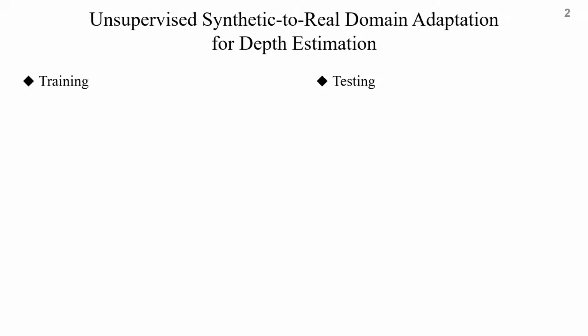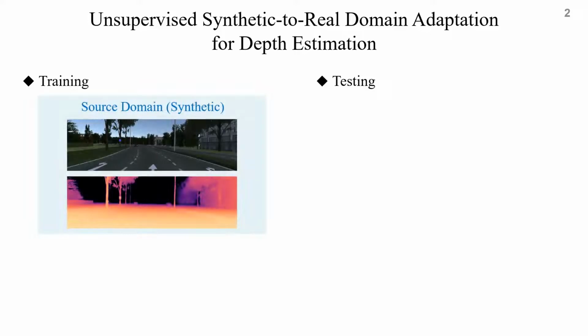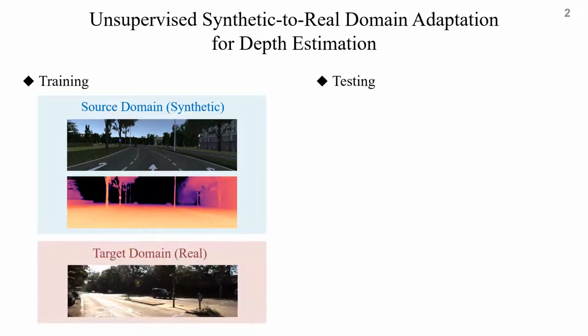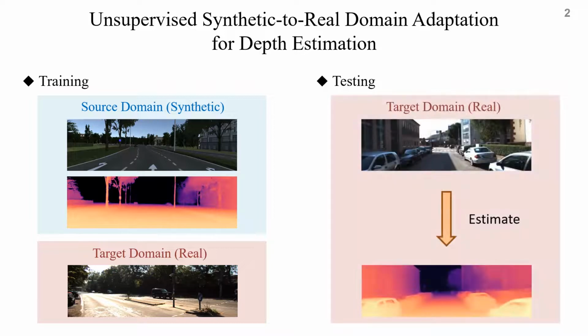In this problem setting, many depth estimation methods try to effectively utilize labeled synthetic dataset as a source domain and unlabeled real-world dataset as a target domain for training. During test time, they aim at estimating an accurate depth map given a real-world RGB image as an input.